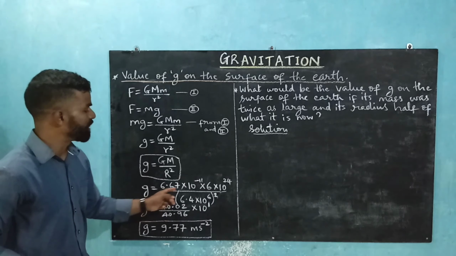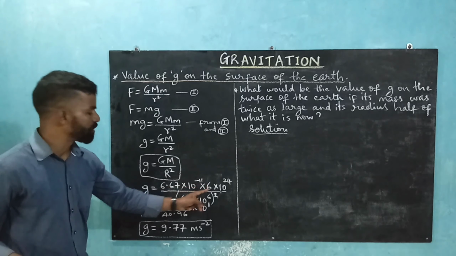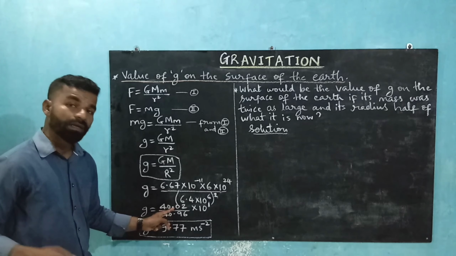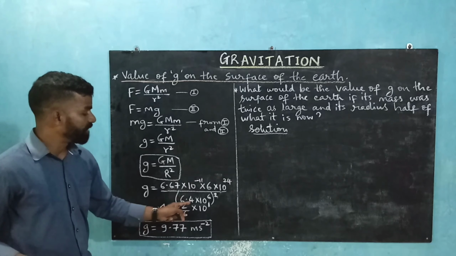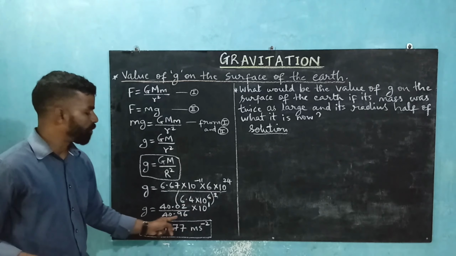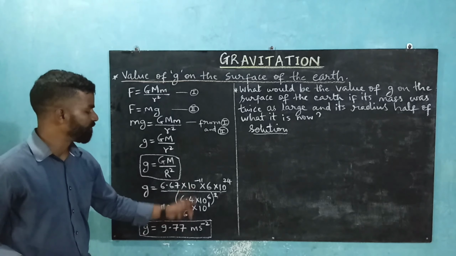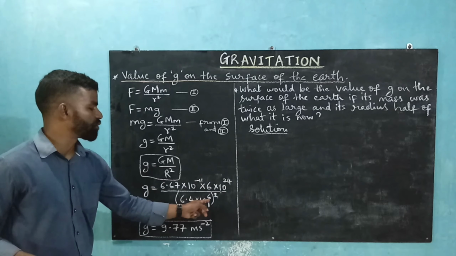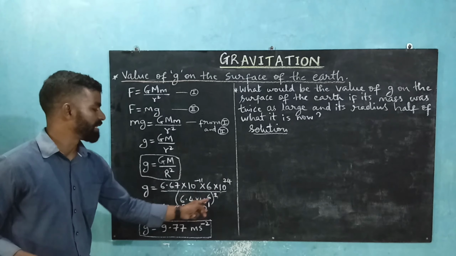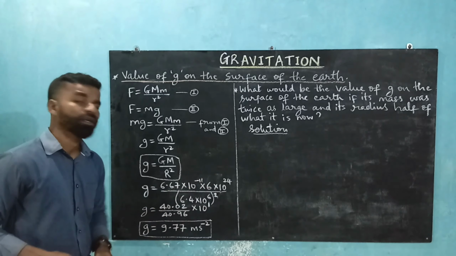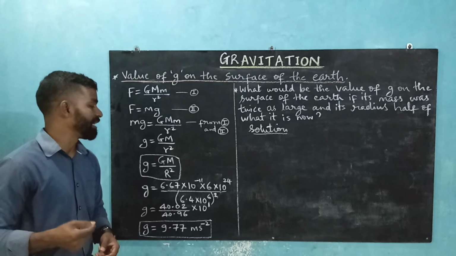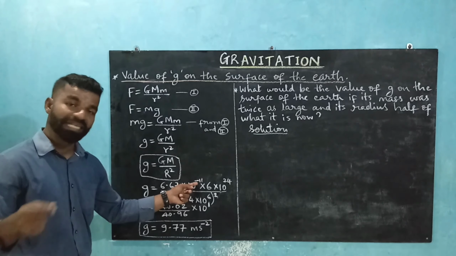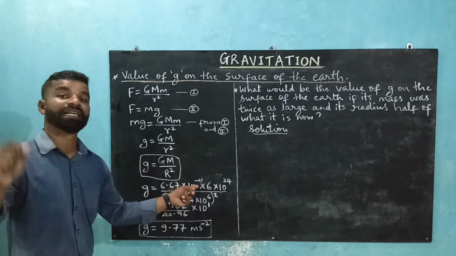By substituting the values, 6.67 into 6, we'll get 40.02. We had done this in the last part. Then 6.4 square is equal to 40.96, and then for the powers of 10, we have 10 raised to minus 11 and 10 raised to 24, divided by 10 raised to 6 square, which will become 10 raised to 12. After taking it to the numerator, it will be 10 raised to negative 12. So 10 raised to negative 12 multiplied by 10 raised to negative 11 will be 10 raised to negative 23.